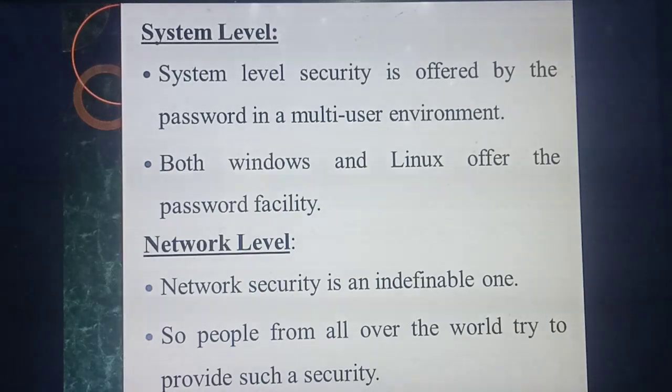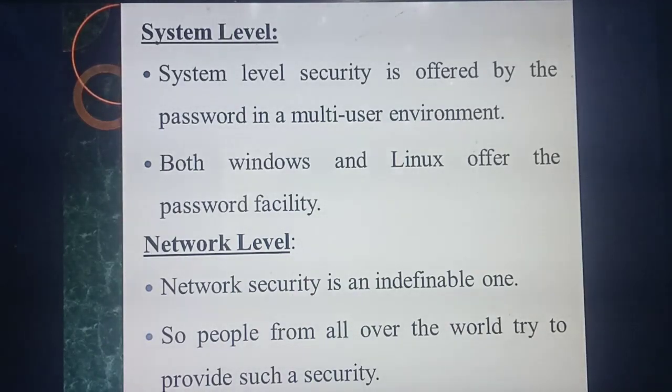That is a multi-user environment. For example, in a home, one system will be there. Your friends or relatives are coming, so multiple users are using the system. In your system, a lot of files will be there, but you will provide passwords for only some files. Why? That file may be personal for you. So multiple users are using the system, but you are providing passwords for some files. That is called system level security.